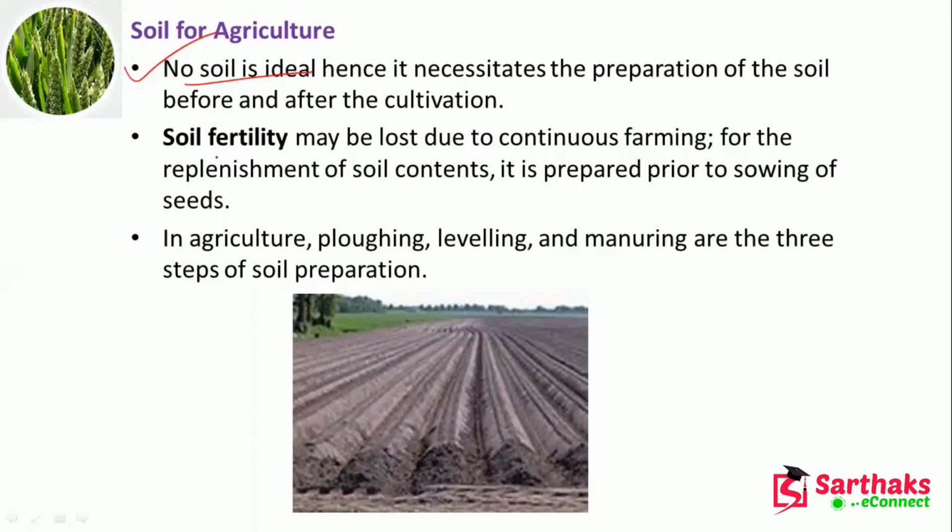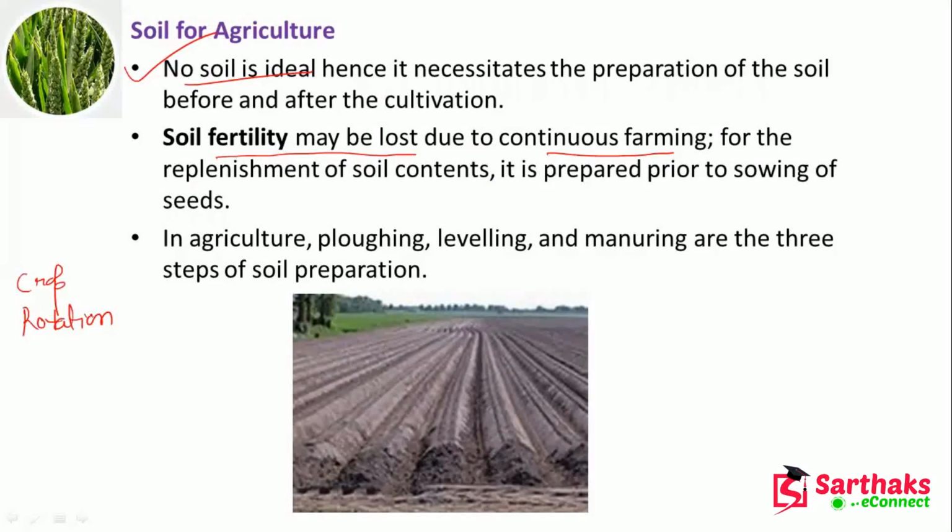Now, soil fertility may be lost due to continuous farming. So what is the method? You can follow the crop rotation method. If you are farming paddy lands, then after that you put in pulses so that it will enrich the nutrients of the soil. So it will be prepared for the next round.